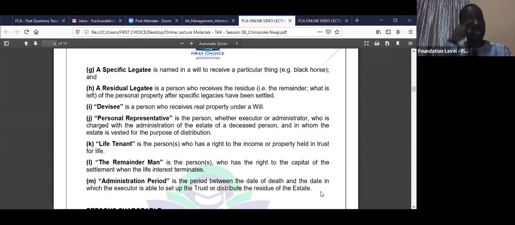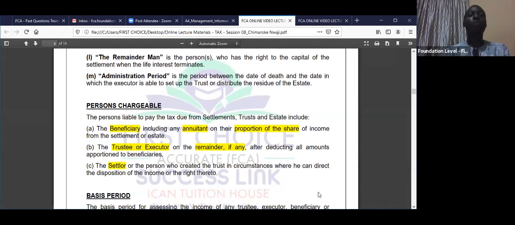It is the period that the executor, or administrator, was administering over the estate of the deceased. Now, who are the chargeable persons here? The chargeable persons are people who are liable to pay tax from settlements, from the trust, from the estate. Now, the beneficiary is chargeable to tax because he receives income. He is chargeable to tax on the portion of income that comes to him.